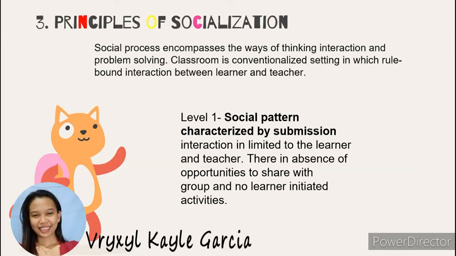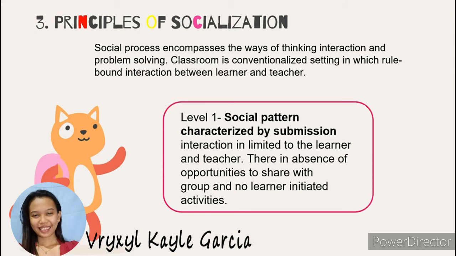Principle of socialization. Social process encompasses the ways of thinking, interaction, and problem solving. Classroom is a conventional setting in which there is rule-bound interaction between learner and the teacher. Level 1. Social pattern characterized by submission. Interaction is limited to the learner and teacher. There is absence of opportunities to share with groups and no learner-initiated activities.